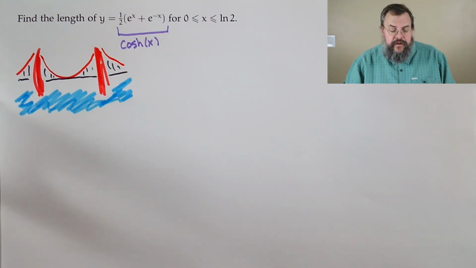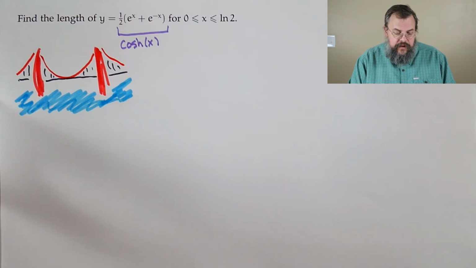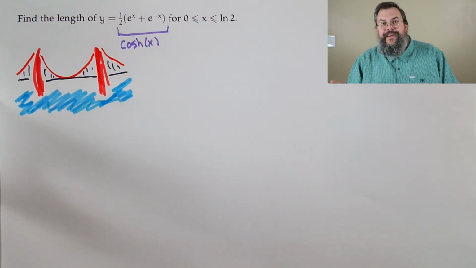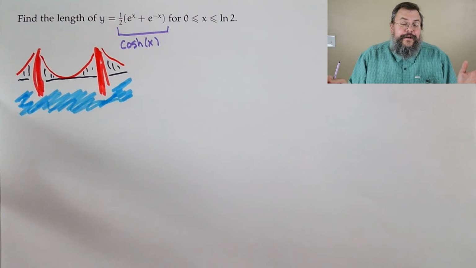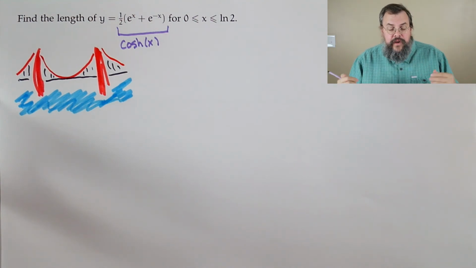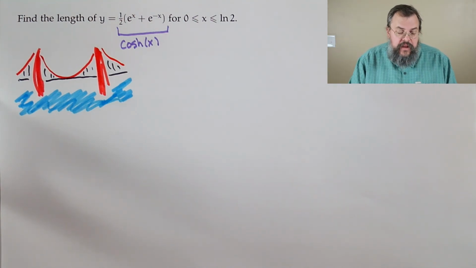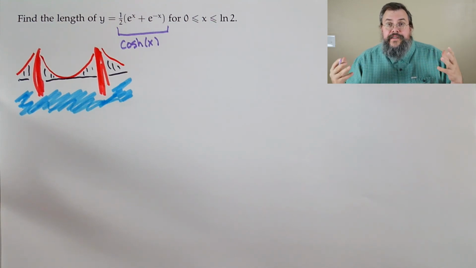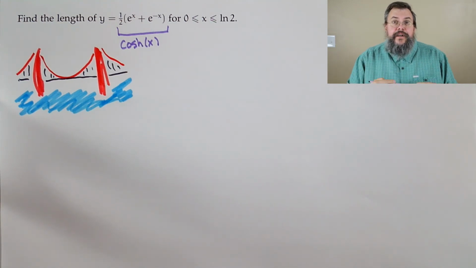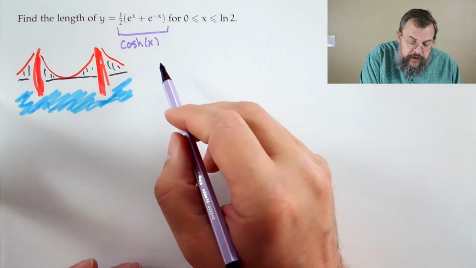It shows up out there in the wild. So it's not just a fun, ooh, this is cute, we can do these things with e to the x. No, this actually shows up. So it's important to know it. Now, we're asked to find the length of the cosh curve. So you might say, well, what are some things we can say about cosh? Well, it turns out there's a couple of fun things.